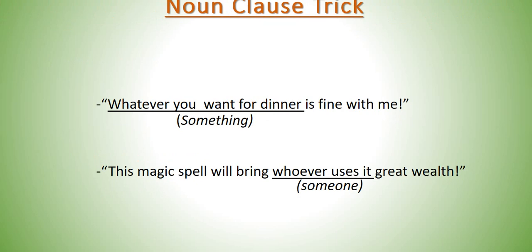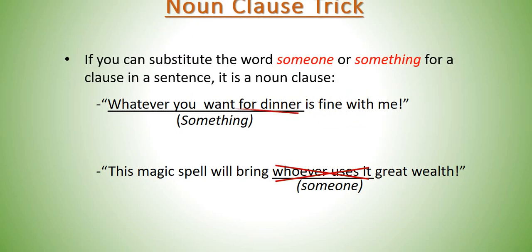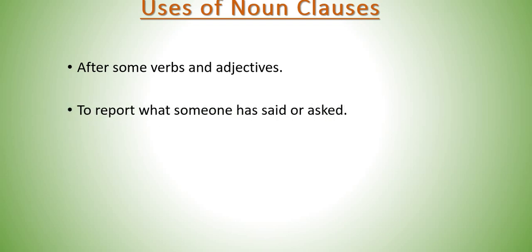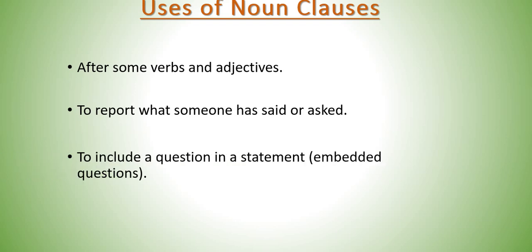One trick that we can give them is to replace the noun clause with something. If you can substitute the word someone or something for a clause in a sentence, it is a noun clause. For example: whatever you want for dinner is fine with me. If you substitute the noun clause with something, it works: something is fine with me. This magic spell will bring whoever uses it great wealth. If you substitute whoever uses it with someone, it works. And we use noun clauses after some verbs and adjectives to report what someone has said or asked, to include a question in a statement.